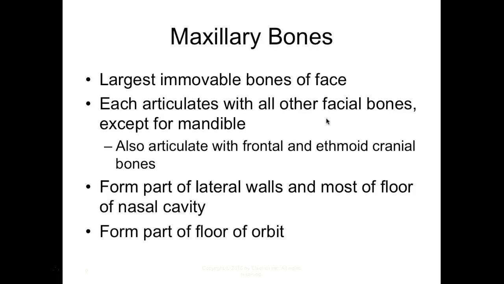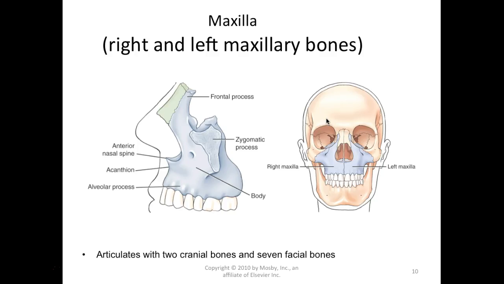Your maxillary bone, so it's the largest immovable bone of the face. Each articulates with the other facial bones except for the mandible. It also articulates with the frontal and ethmoid cranial bones. So they form part of the lateral walls and most of the floor of the nasal cavity, and they form part of the floor of the orbit. So there's a right and left, so there's two, so don't miss that.